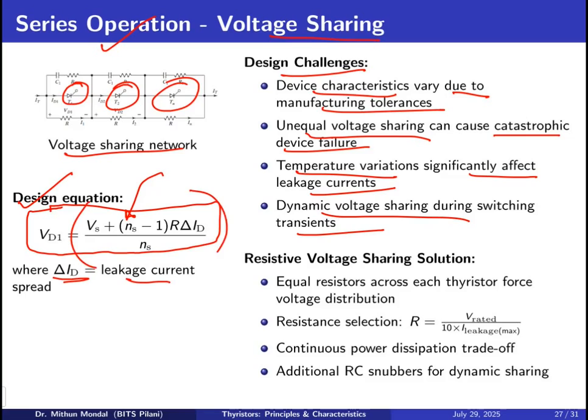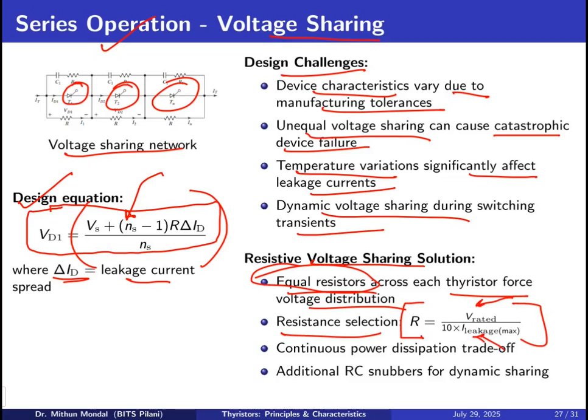So we can compute the voltage across the series combination of the thyristors using this equation. Resistive voltage sharing solution: equal resistors across each thyristor force voltage distribution. So we need to use equal resistors when we connect them. This resistor can be designed depending upon the rated voltage and the leakage current. So we need 10 times the leakage current. Continuous power dissipation trade-off will be taken, and additional RC snubbers will be there for dynamic sharing.